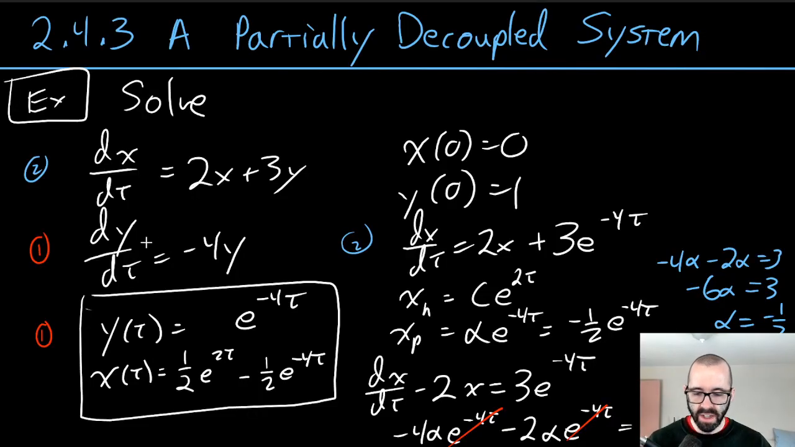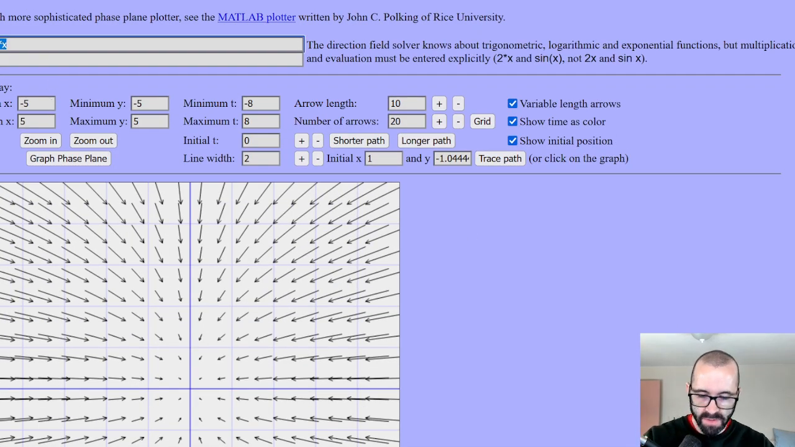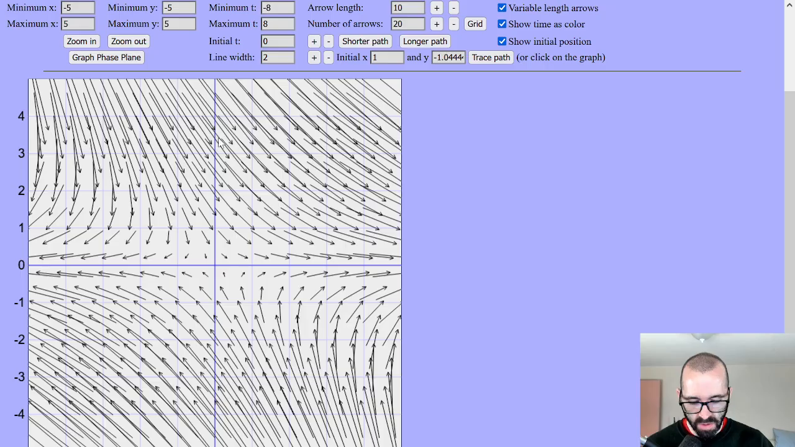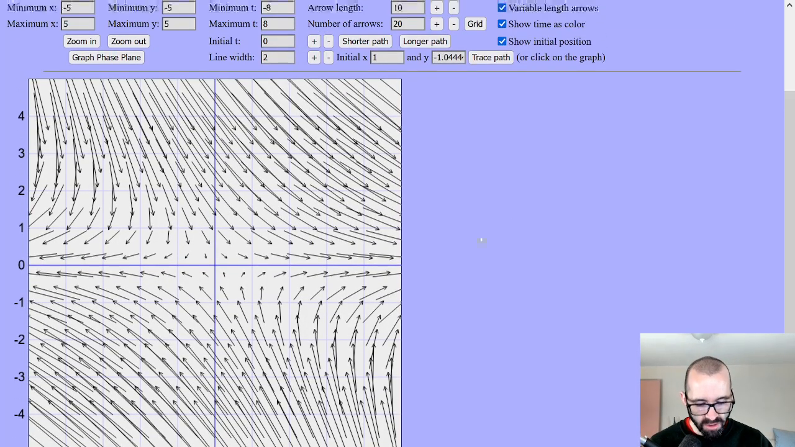All right. So again, let's do some quick analysis. See what we have right here. Let's look at the direction field or the vector field, depending on what I feel like drawing at the moment. And again, we'll switch over here so you can see it better. 2 times x plus 3 times y. Again, this plotter does require that you write out the multiplication. And this is negative 4 times y. Ooh, that looks interesting. Again, it gets kind of hard to read with a vector field sometimes.